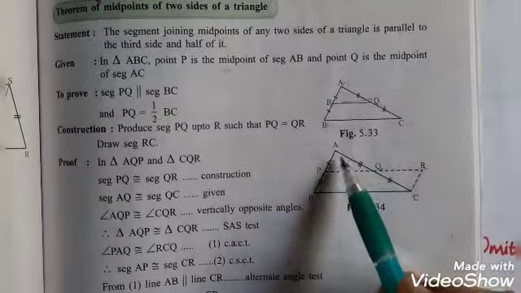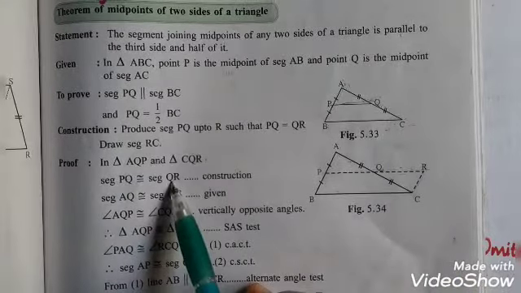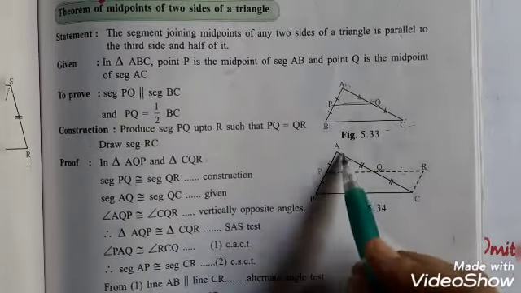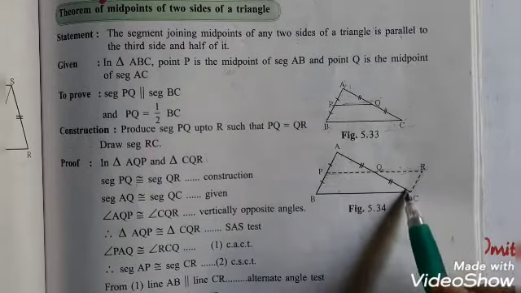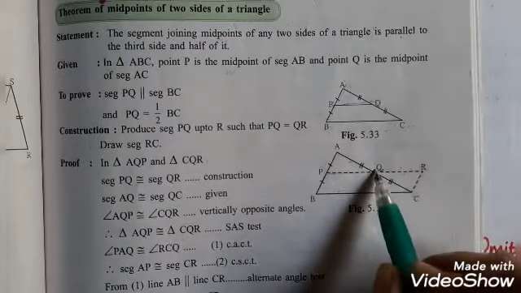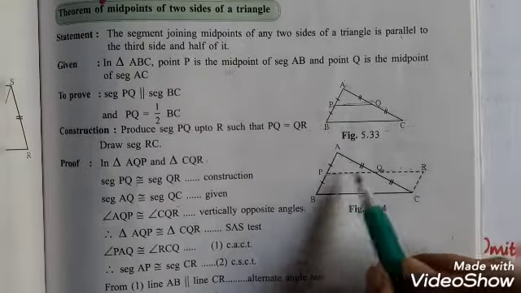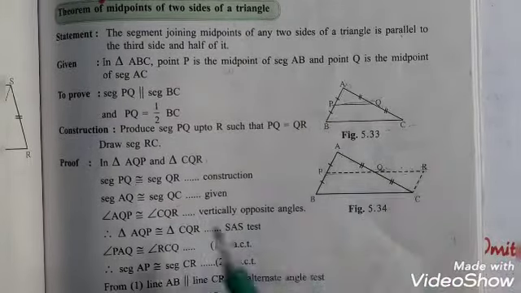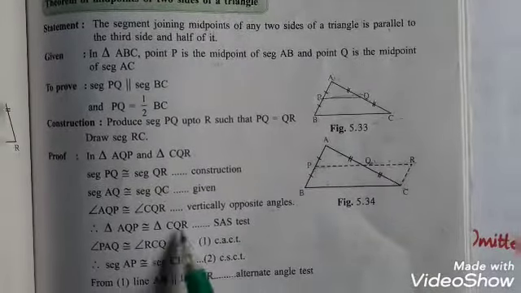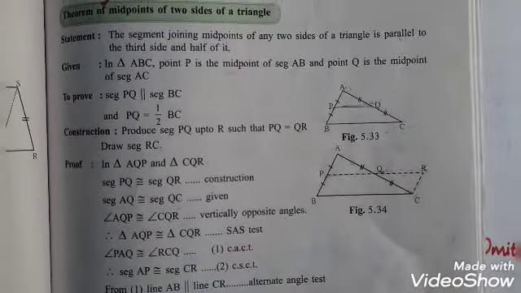Okay, so in triangle APQ and in triangle CQR, PQ is congruent to QR by construction. Then AQ is congruent to QC. That is given to us because Q is a midpoint. Since Q is a midpoint, AQ and QC are equal. And angle AQP and angle RQC are vertically opposite angles. So the two triangles are congruent by the side angle side test.